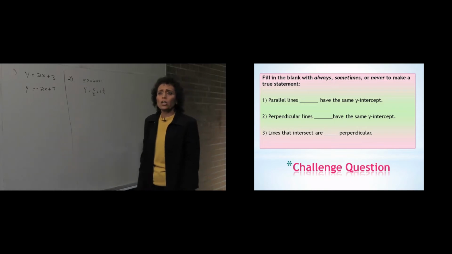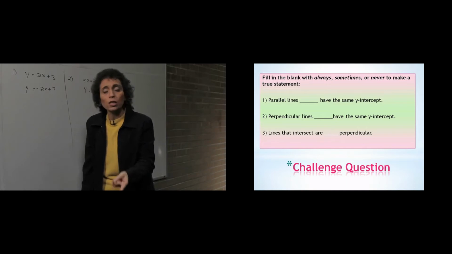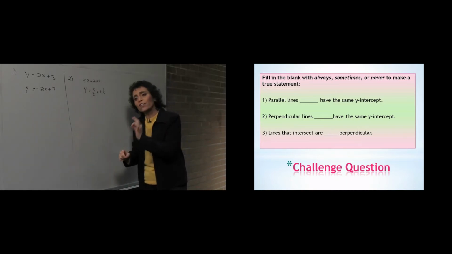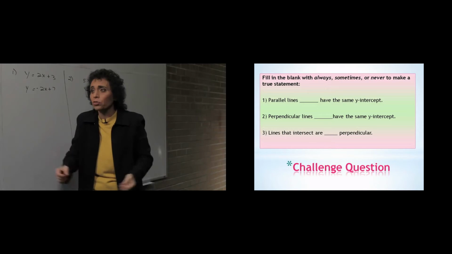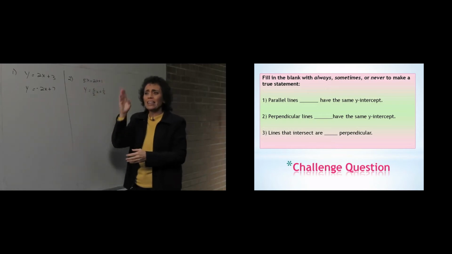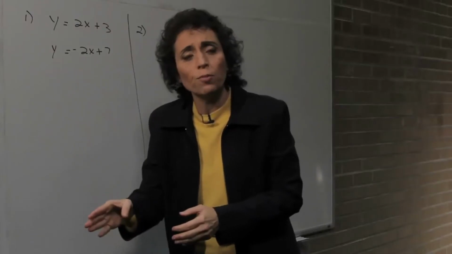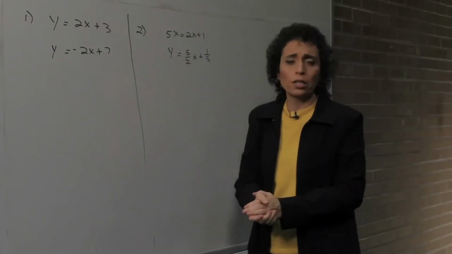And the last one, lines that intersect are sometimes perpendicular. We talked about that also. Perpendicular is a special kind of intersecting lines. They intersect at right angles. There are other kinds of intersecting lines. They just don't intersect at right angles. So it's parallel lines never have the same y-intercept. Perpendicular lines sometimes have the same y-intercept, and lines that intersect are sometimes perpendicular, okay?